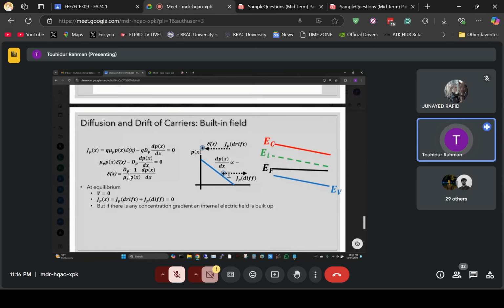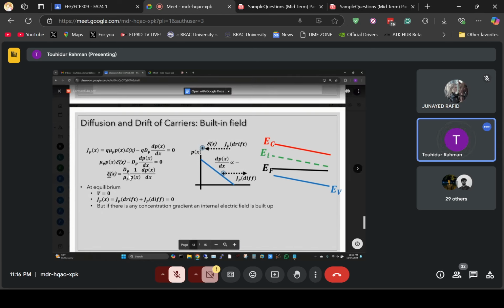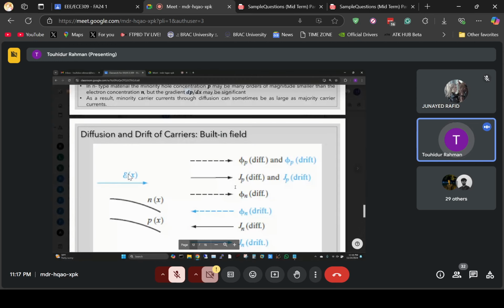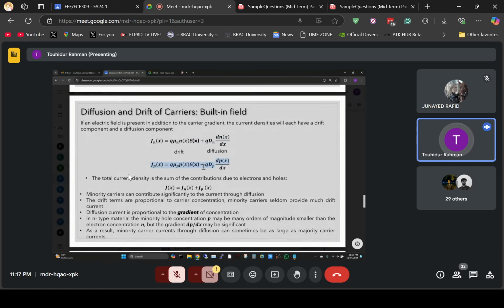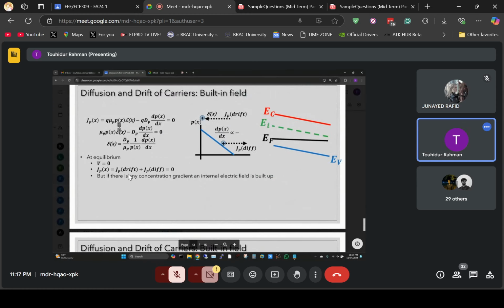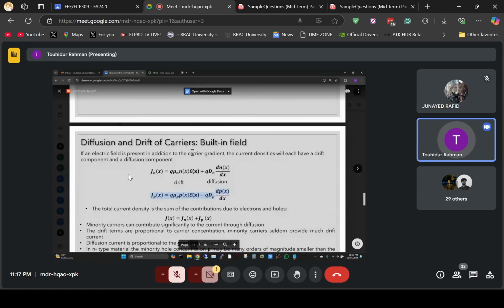In the question, that was 32b. 32p is the same question, same equation. We have to derive it for electrons instead of holes. Just like for holes, our starting equation is this one. For electrons, our starting equation will be here.